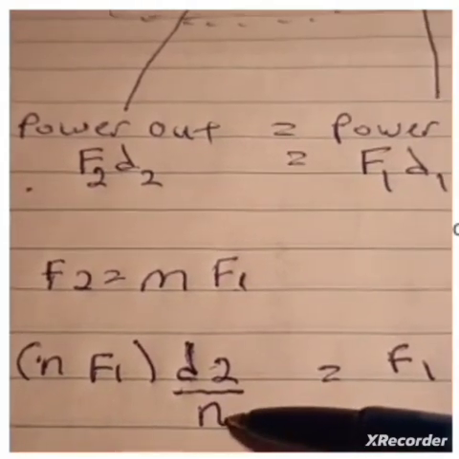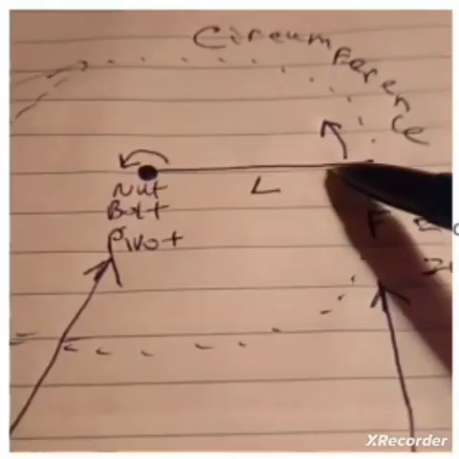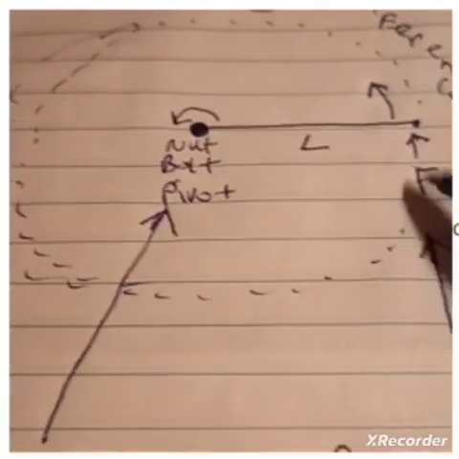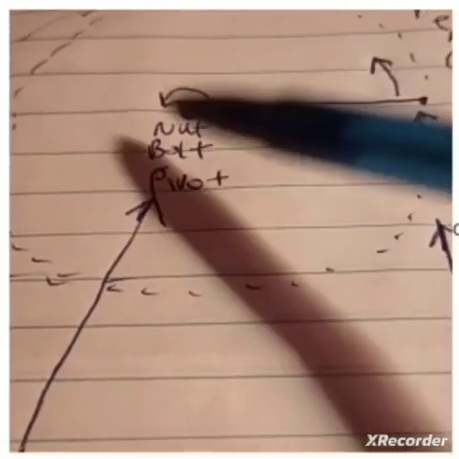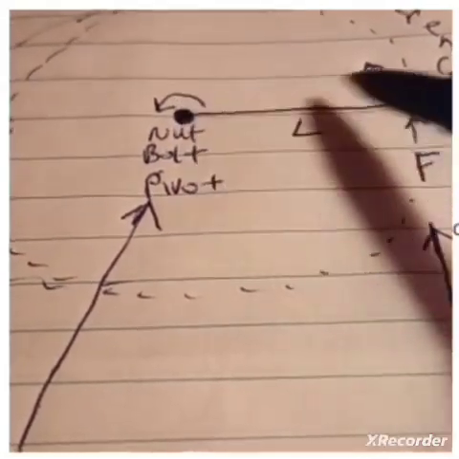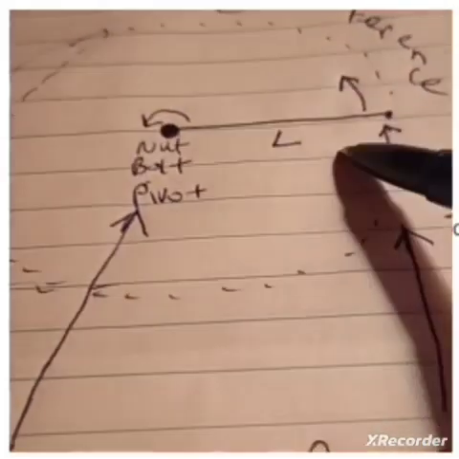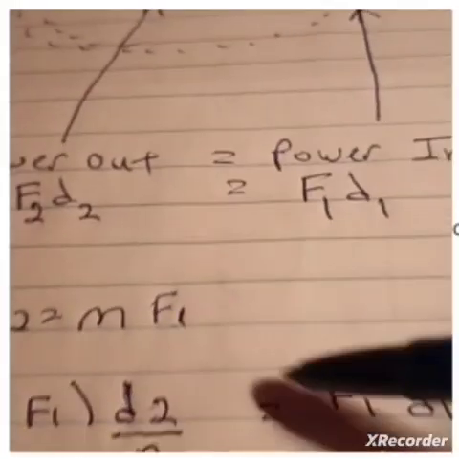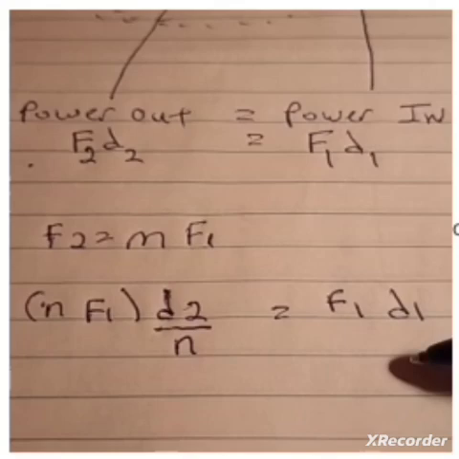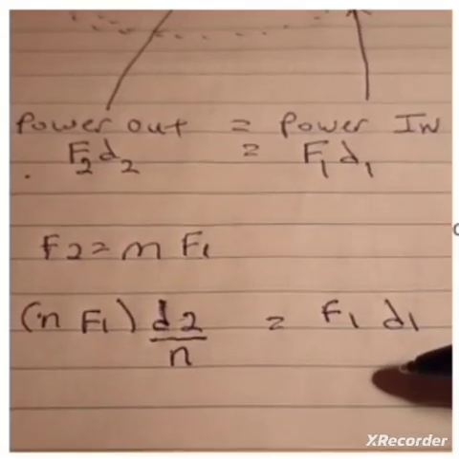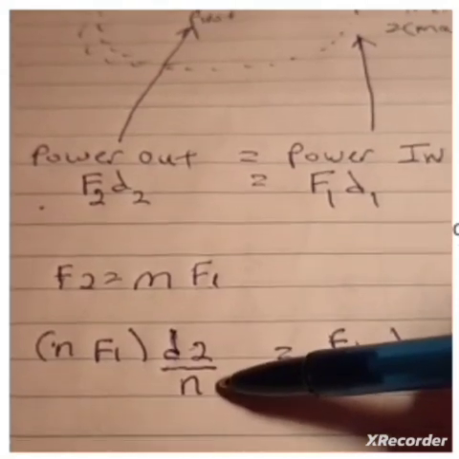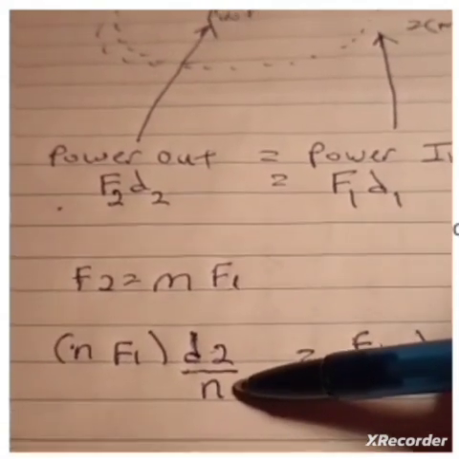So the distance is shorter. See, the distance here at the circumference is much greater than this distance right here. So it's just many times greater. And that explains why the force is greater and the distance, the radius, is smaller.